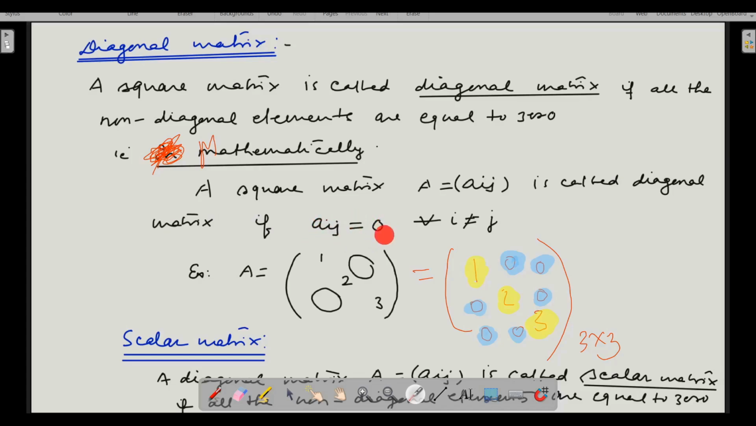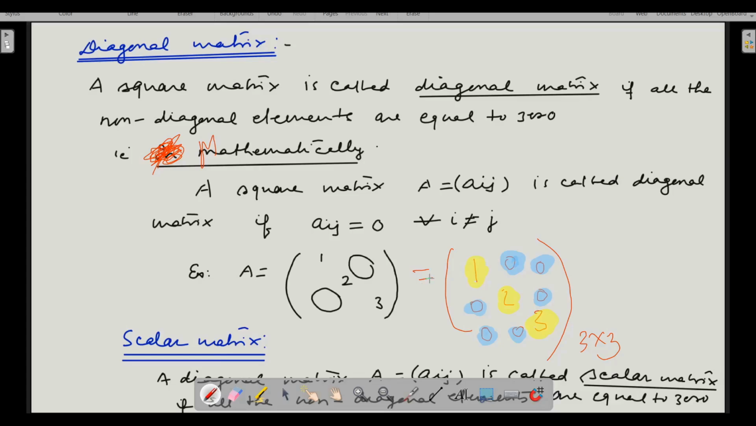Now what does it mean by Aij equal to 0? And the meaning of this symbol is for all. Keep that in mind, the meaning of this particular symbol is for all. So Aij equal to 0 for all i not equal to j.